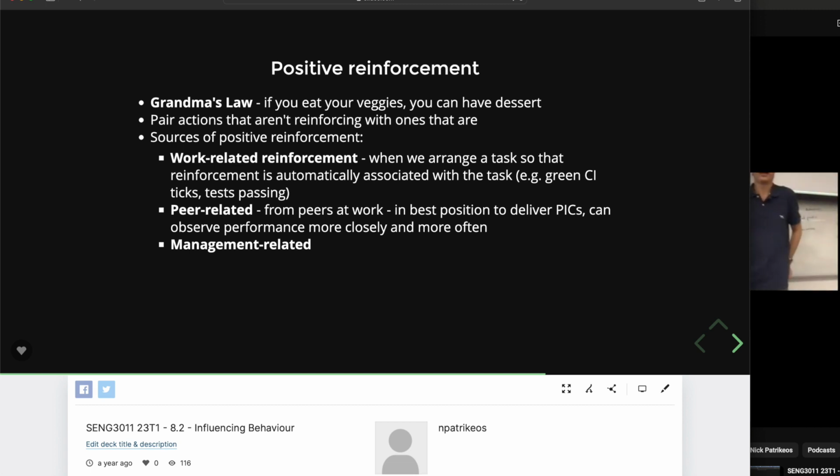Work-related is when we arrange a task so that reinforcement is automatically associated with the task. Again, this is the green tick in the CI, and this is the thing about programming, which I think is super interesting, and probably one of the reasons why people like it so much. Like, if you do a commerce degree, for example, a commerce task. I don't know, maybe some of you do commerce. Sorry, I'm not having a go at commerce.